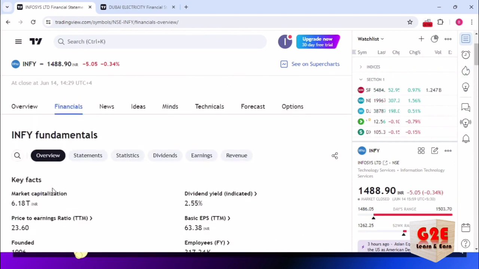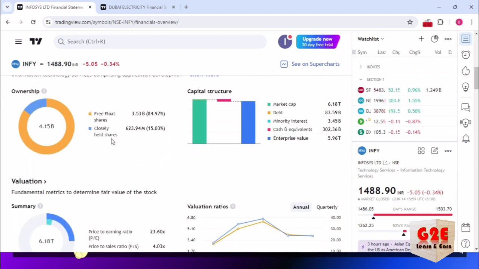So what is this market capitalization useful for? With the help of market capitalization, you can identify whether it is a large cap, mid cap or small cap. So this is very, very important for free float and closely held shares. From here you can see free float is 84%, and closely held shares are 15%, that is 623.94 million.